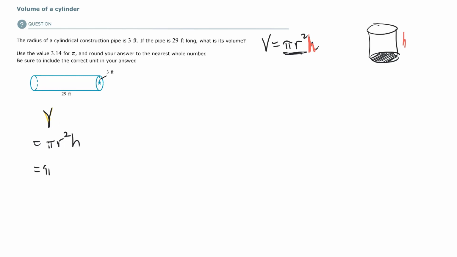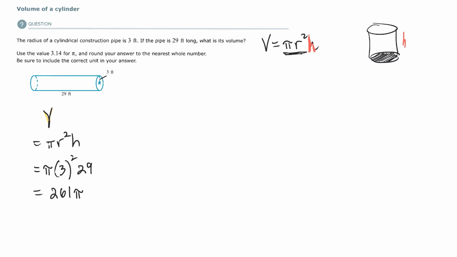And we're going to have pi r squared. R is 3, and we square it. And then we have multiplied by 29. So what's 29 times 9? It's 270, take off 9. It should be 261, but I'm going to double check. 29 times 9 is 261. So this is 261 times pi.